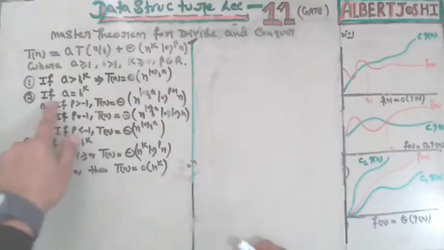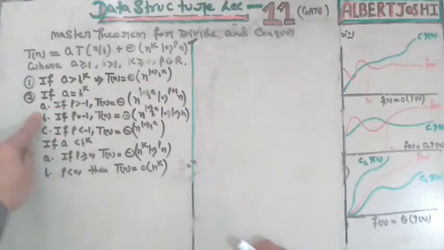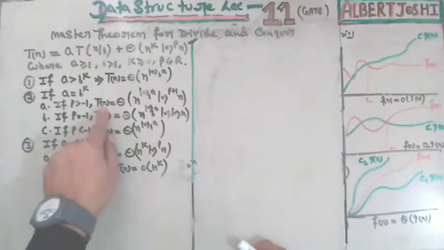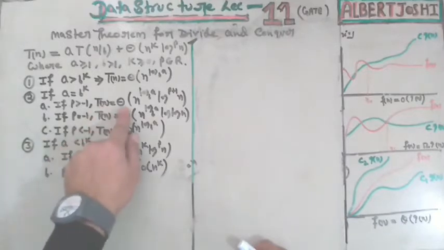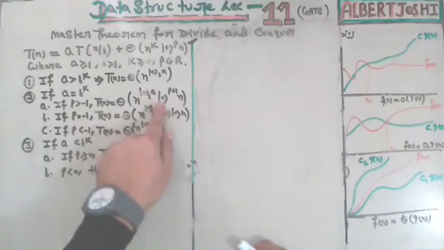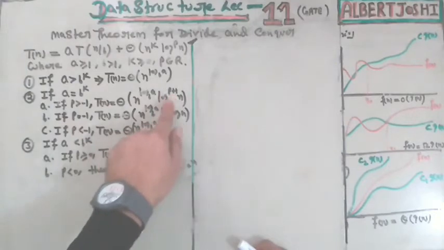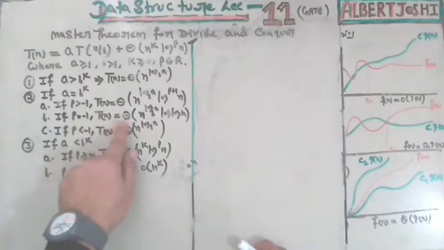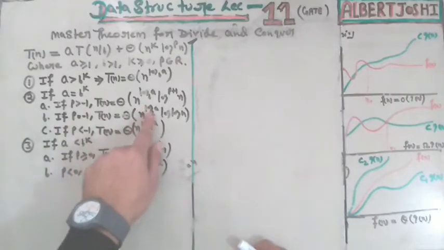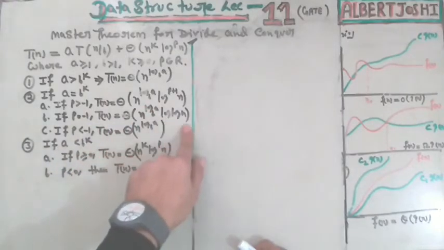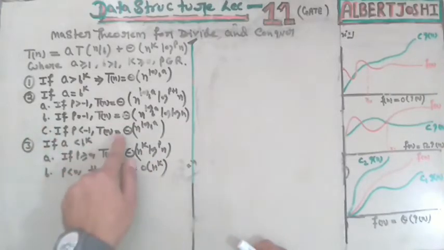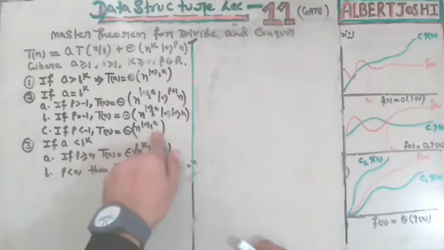If a is equal to b^k, there are three sub-cases. If p is greater than -1, then T(n) is theta(n^(log_b a) log^(p+1) n). If p is equal to -1, then T(n) is theta(n^(log_b a) log log n). If p is less than -1, then T(n) is theta(n^(log_b a)).